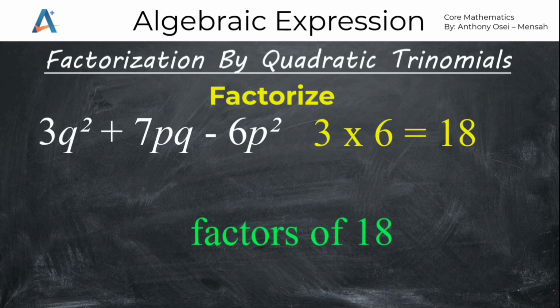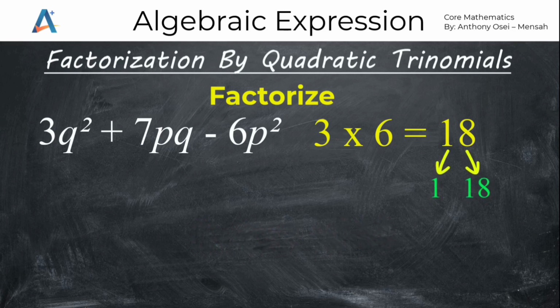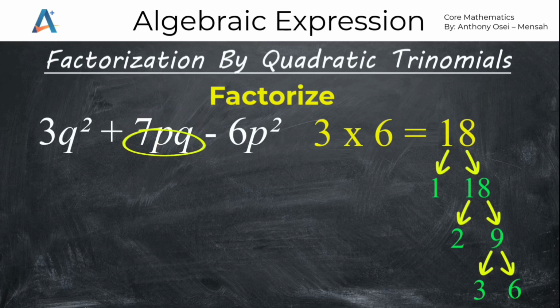Now, the factors of 18 will be 1 and 18 as the first pair of factors, and 2 and 9 as the second pair. 1 times 18 is 18, 2 times 9 is 18. Then we have 3 and 6 as the final pair of factors. 3 times 6 is also 18. Don't forget, the numbers must multiply in their pair to give you 18, but must still be able to add or subtract to give you 7 at the pq section. So we have 7pq, so we need a coefficient of 7.